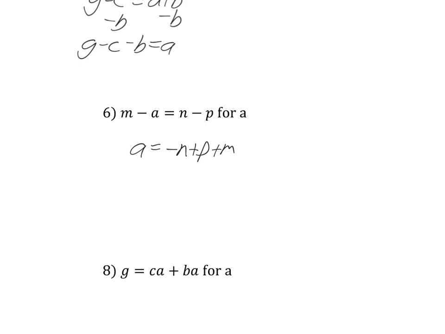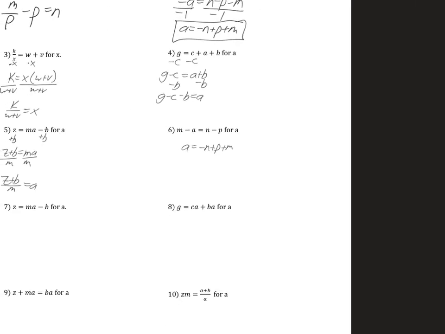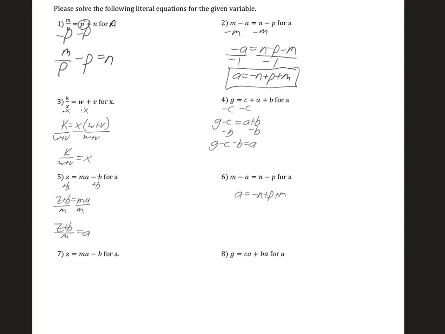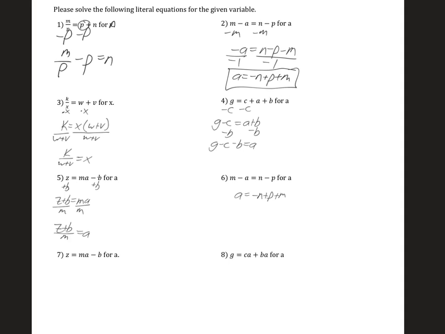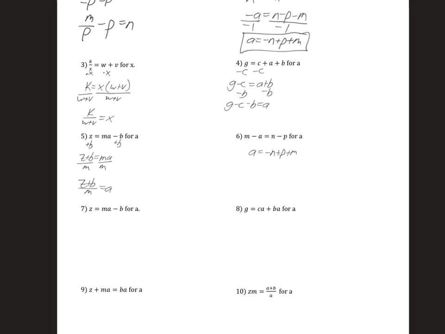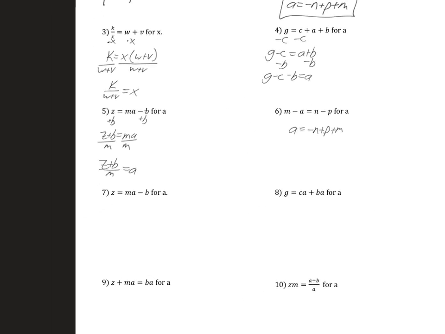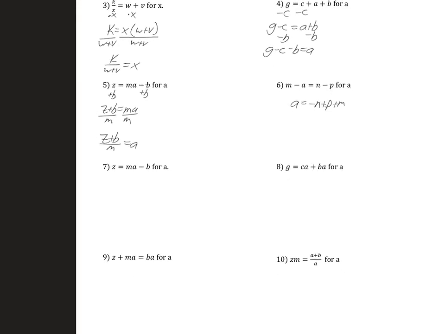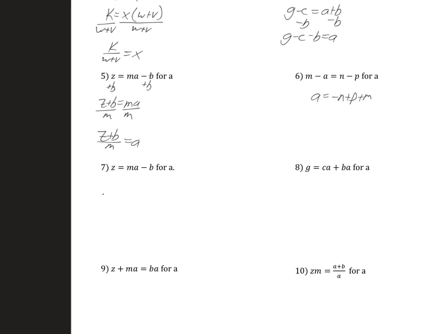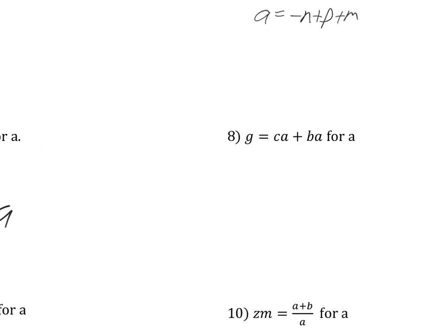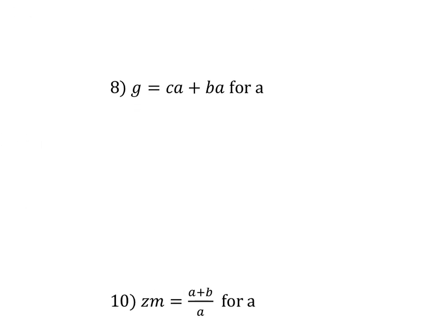Okay, so if you notice, this one was the same as number 2, so very easy question. A equals negative n plus p plus m. I just didn't notice that they stayed the same. Same thing for the very next one. It should just be z plus b over m equals a. Okay, so going to an actual different one, I want you to try and solve this next one for a.